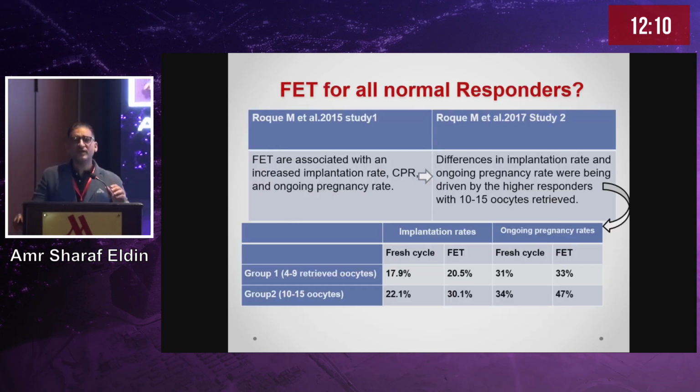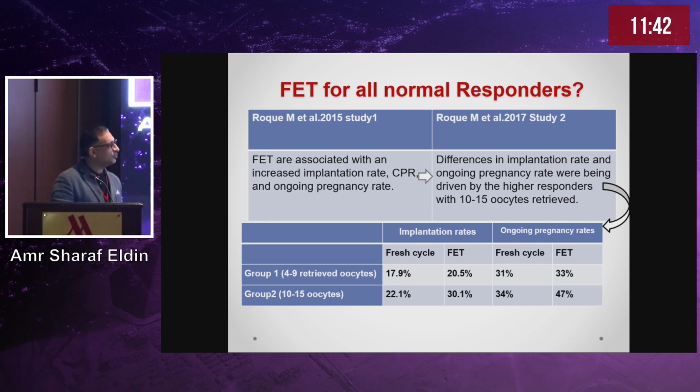Frozen embryo transfer for all normal responders. Two studies were done by Rock M et al. The first study was in 2015 and the second study in 2017. The first study showed increased implantation rate, clinical pregnancy rate, and ongoing pregnancy rate in frozen transfer compared to fresh transfer. But the second study showed the difference in implantation rate and ongoing pregnancy rate was observed in the high responder group, in which 10 to 15 oocytes were retrieved.